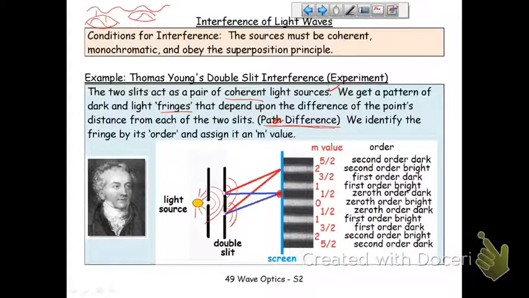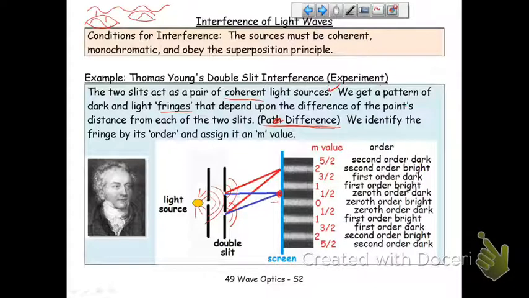We identify the fringe by its order and assign an M value. And I've got to be honest, I have one equation and I mess with the M value for light and dark fringes, and the book has two equations, and they have a simpler M value. So I prefer my way, they prefer their way, but basically, what is the M value? The M value is a number we ascribe to the position of the fringe in the pattern.